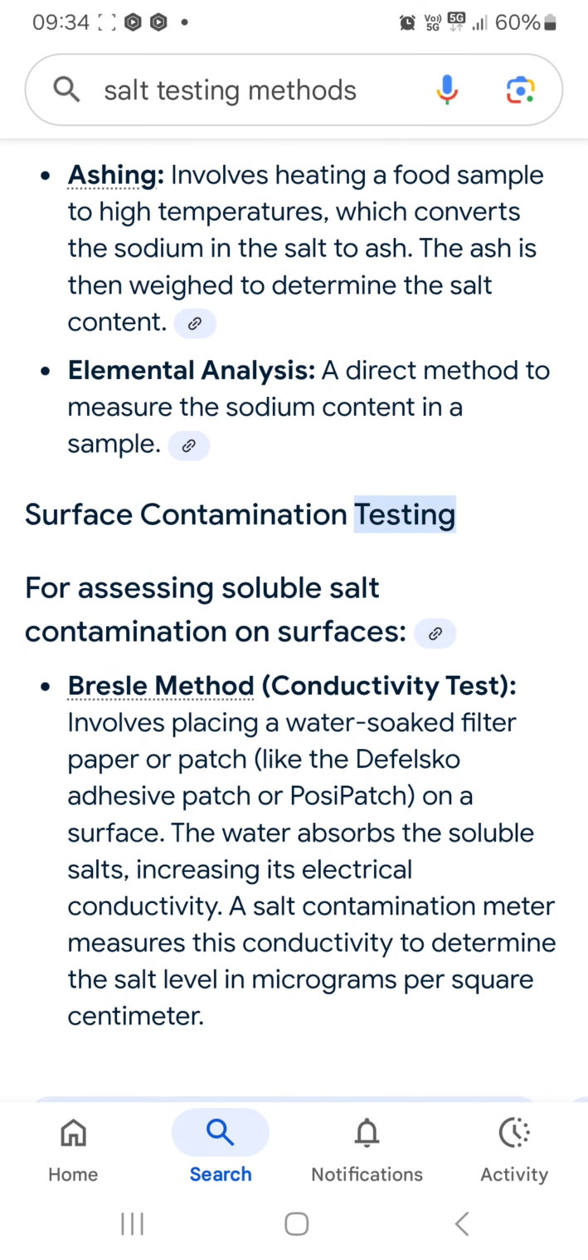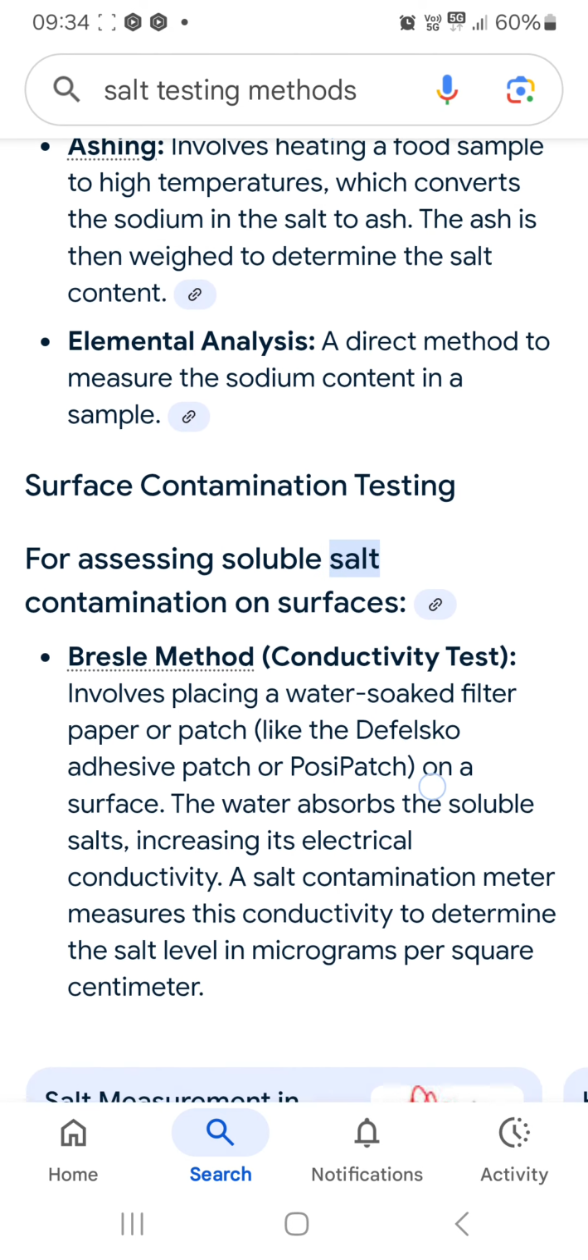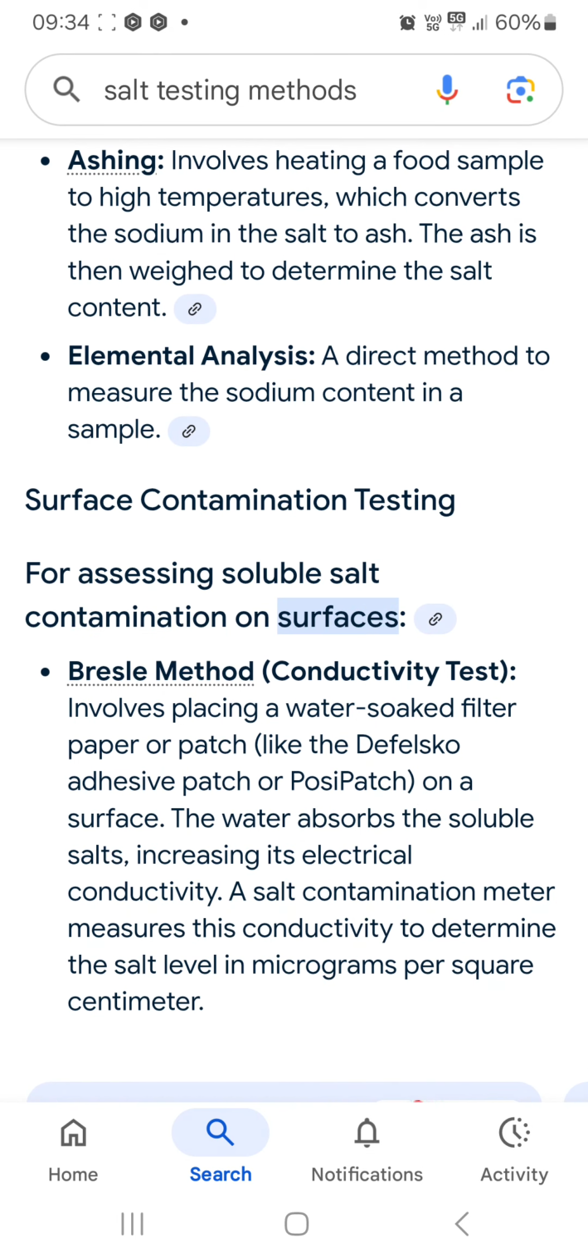Surface contamination testing. For assessing soluble salt contamination on surfaces. Bresle method, conductivity test, involves placing a water-soaked filter paper or patch, like the Defelsko adhesive patch or Posi patch, on a surface. The water absorbs the soluble salts, increasing its electrical conductivity. A salt contamination meter measures this conductivity to determine the salt level in micrograms per square centimeter.